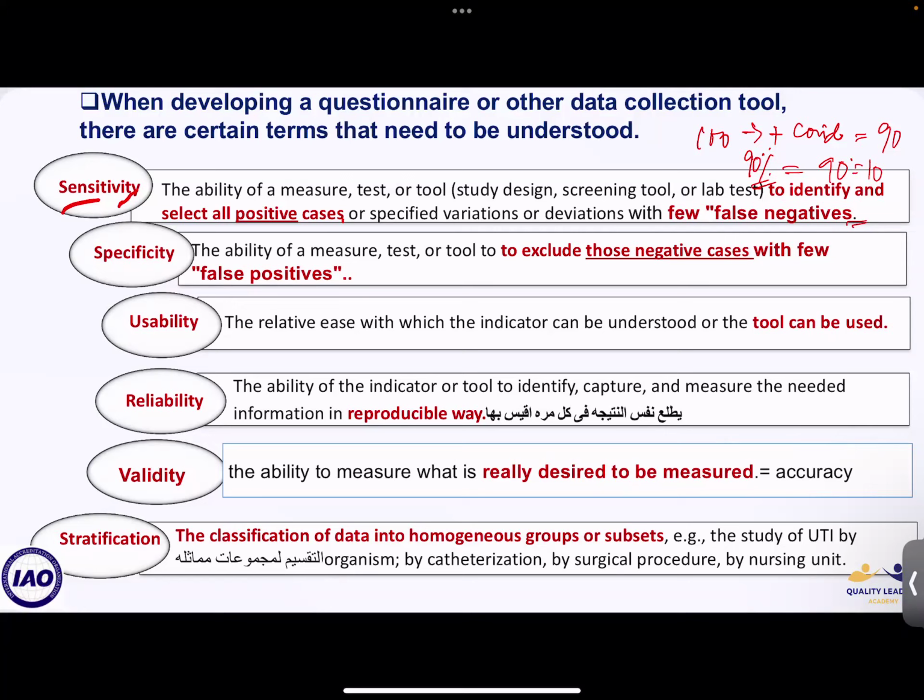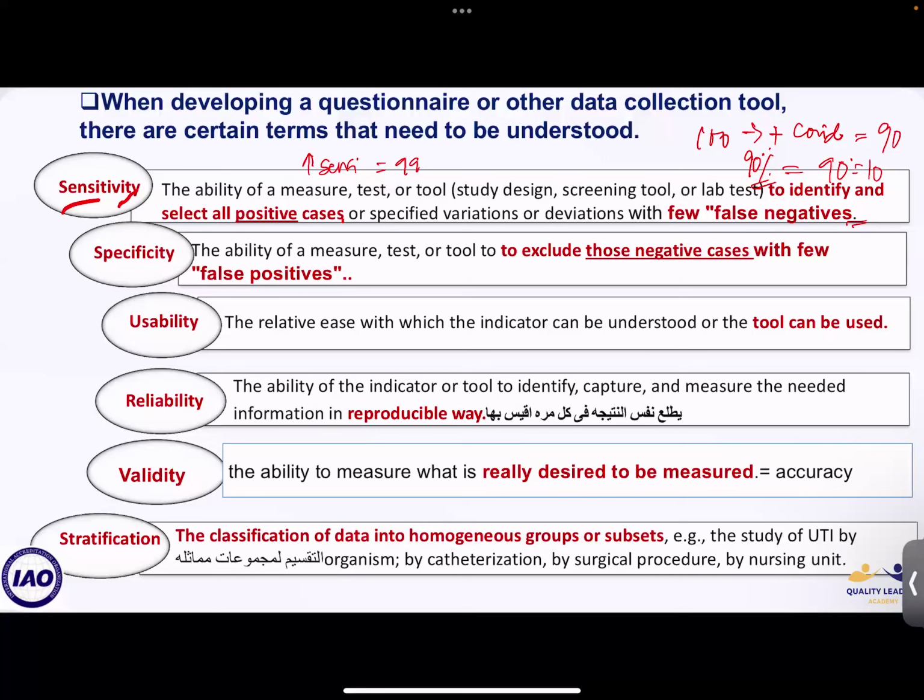Therefore, the higher the sensitivity, the more precise it is. At 99% sensitivity, it will detect 99 positive cases, leaving only one as a false negative. Is it clear now? Radha, do you have any question?